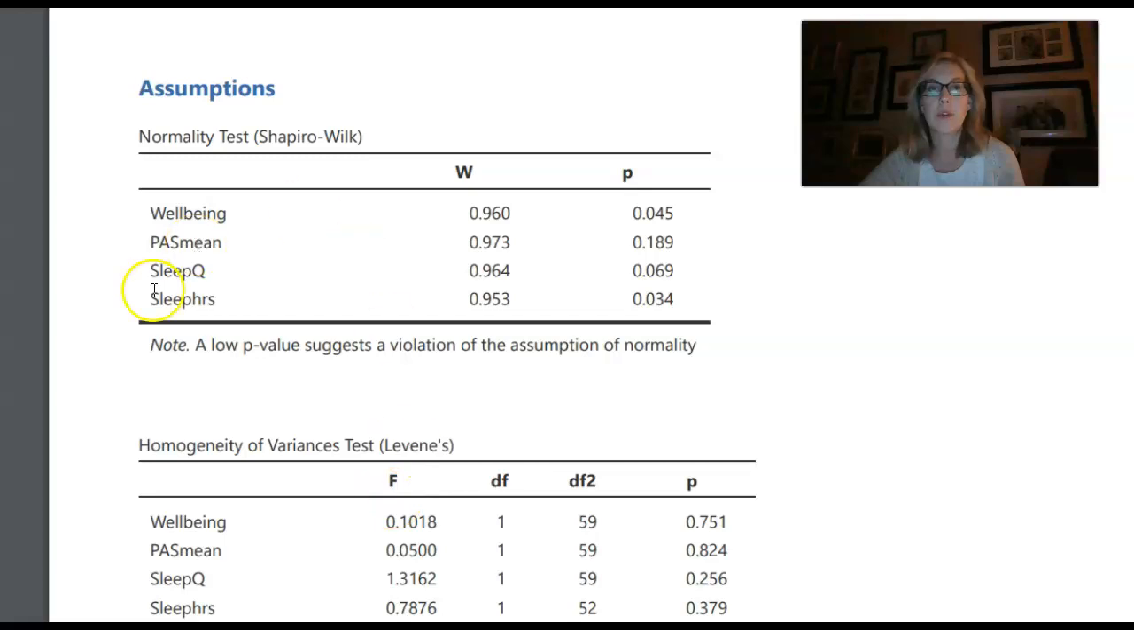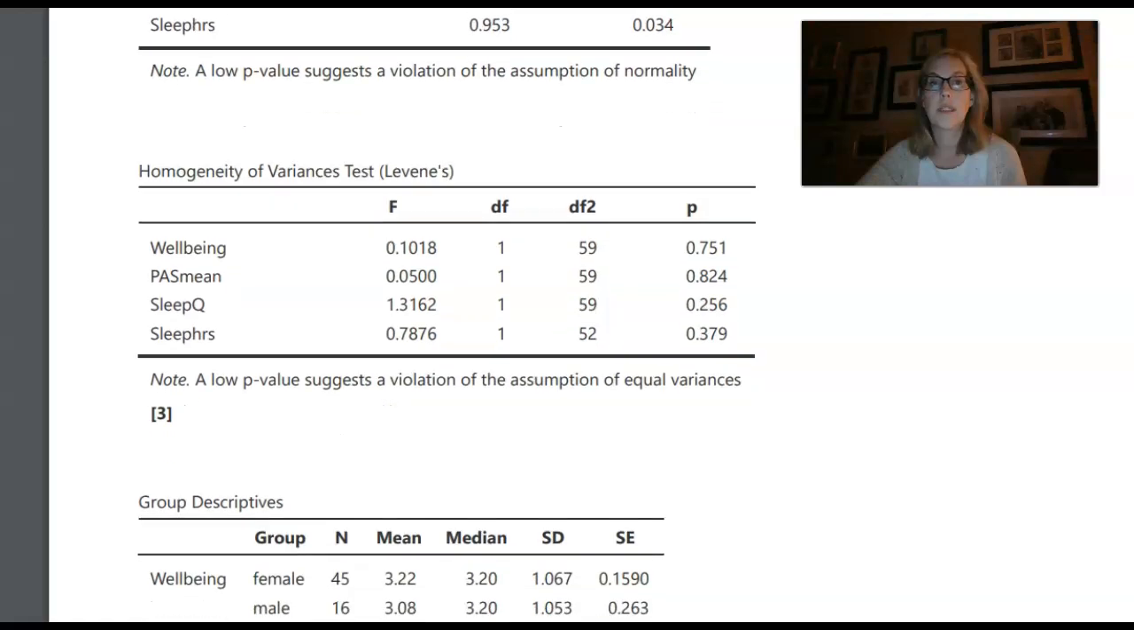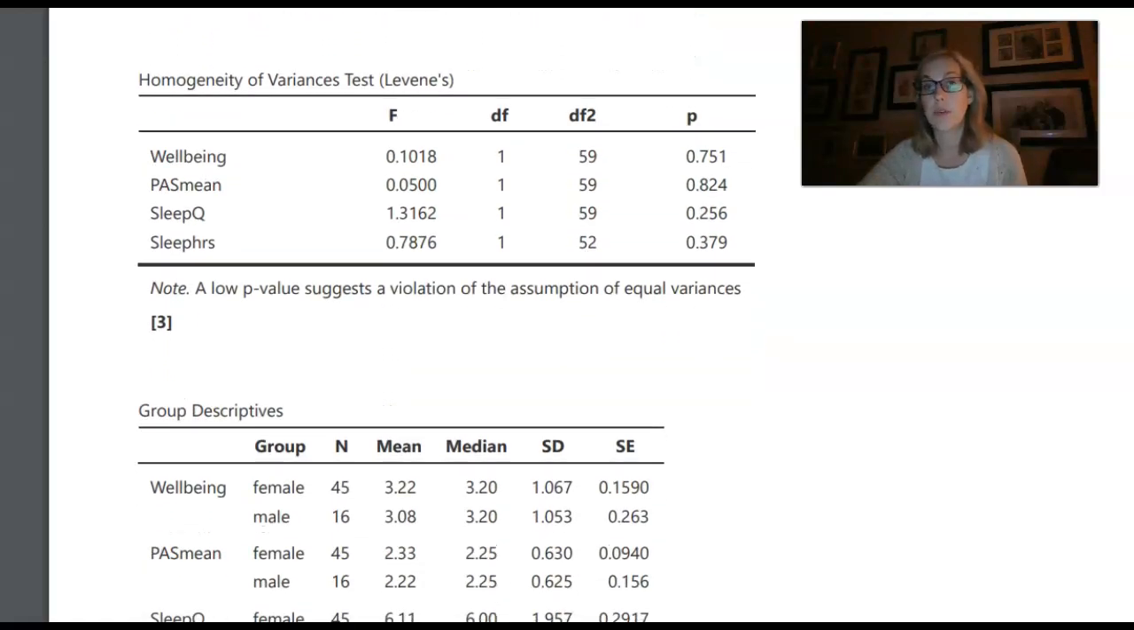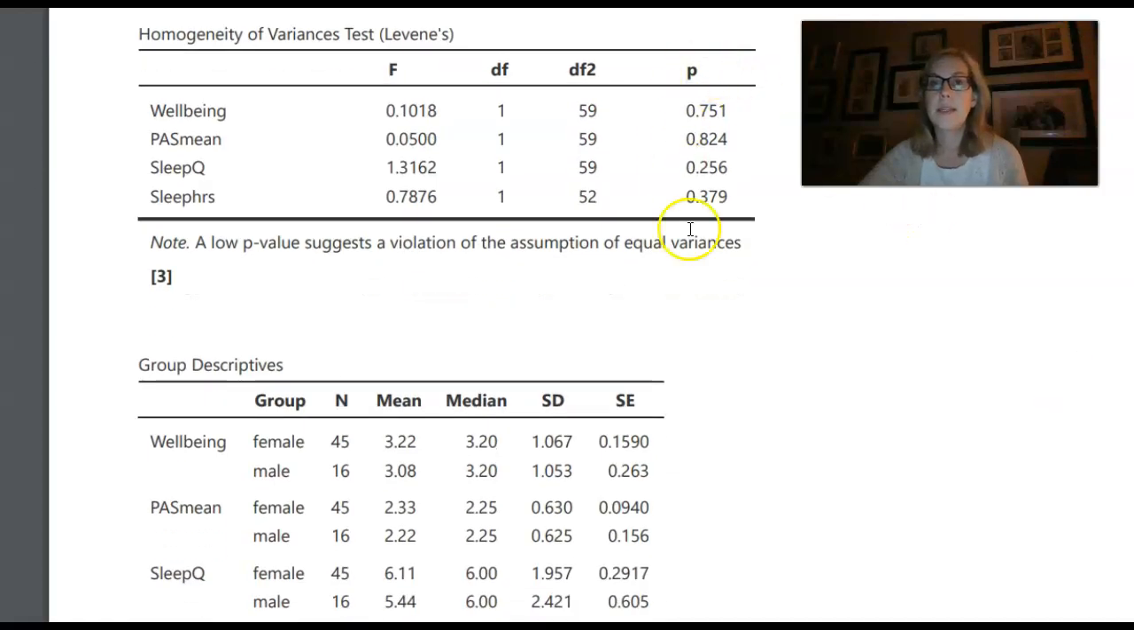The next part goes over assumptions, and there actually are some violations of assumptions for well-being and for sleep hours. Normality asks whether it has a nice bell curve, and we don't meet that assumption, which is important for a t-test. So that's something to note if you are running one of those. The next one compares the variances between the two groups, males versus females, and whether they are similar enough. This assumption test shows that they're similar enough.